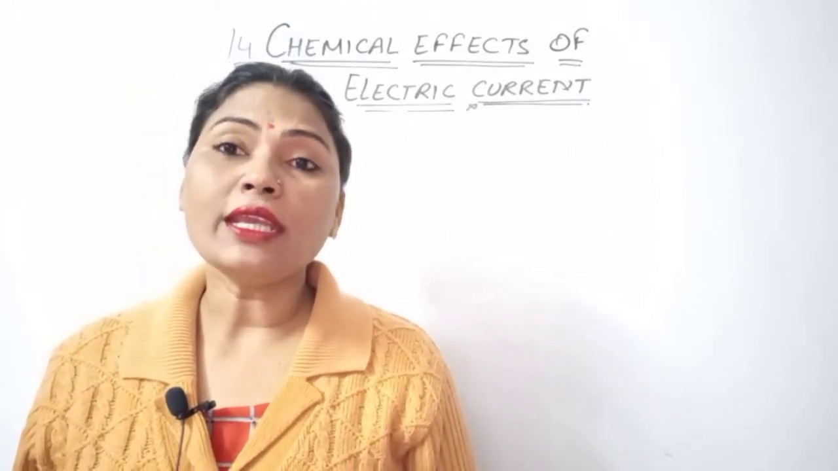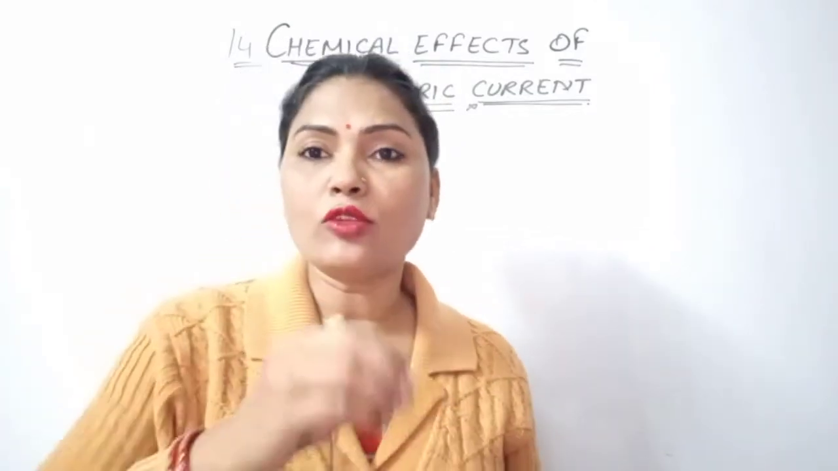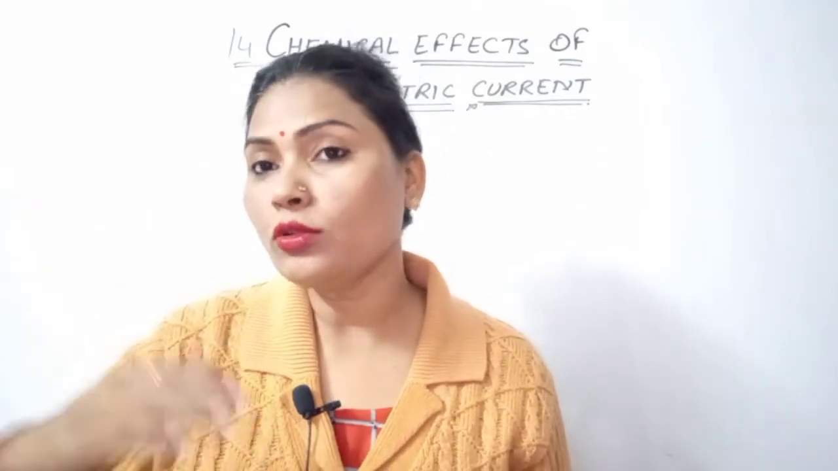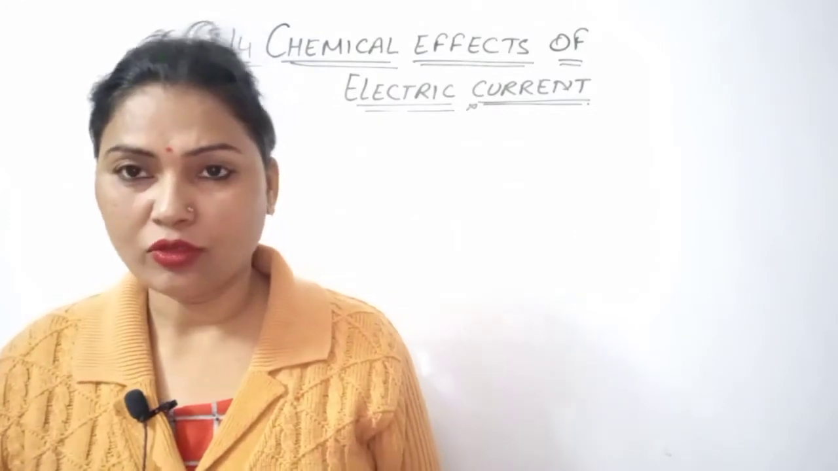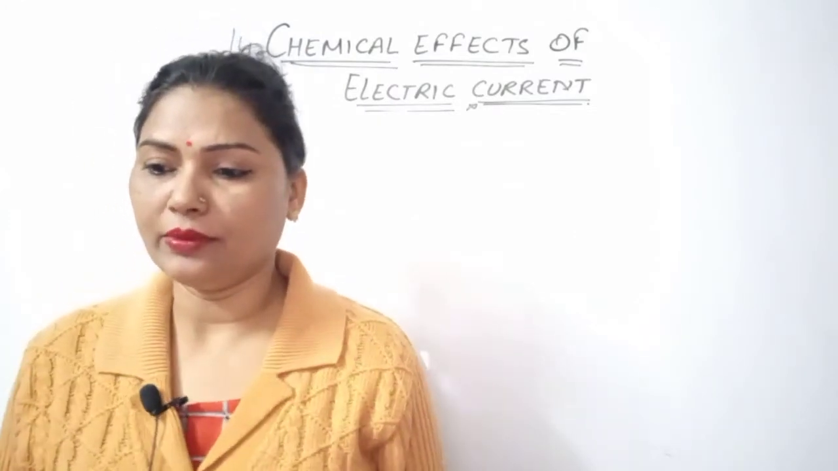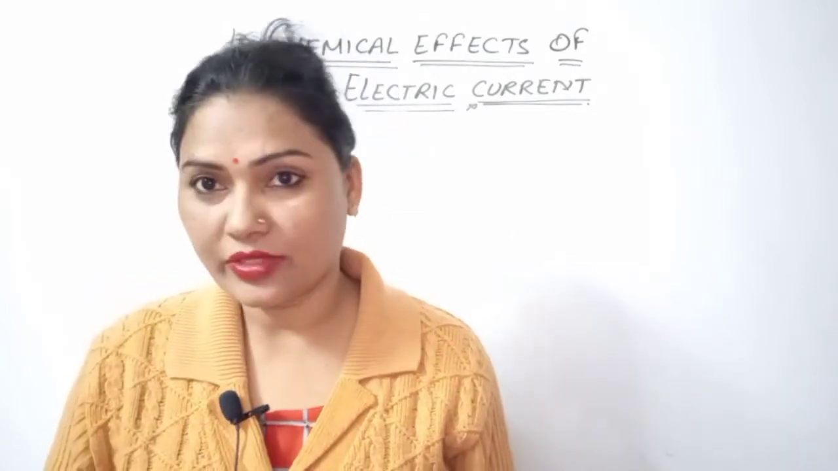And what is electric circuit? Electric circuit is the path through which electric current passed. Means the path through which electric current flows is known as electric circuit, or a simple circuit, we can say. And electrolyte is that liquid which conducts electricity.